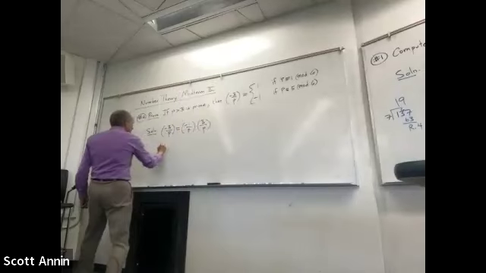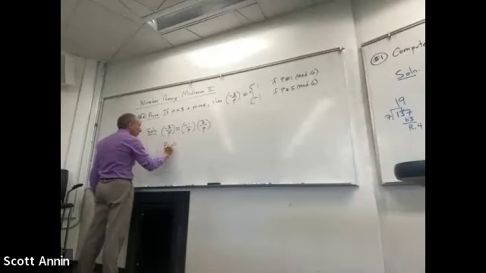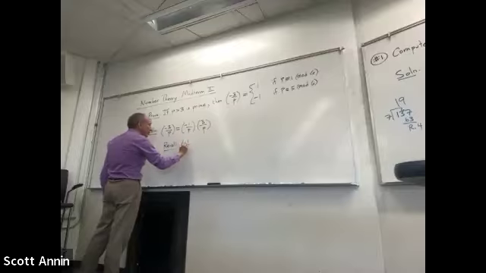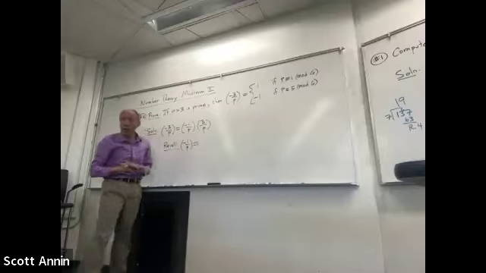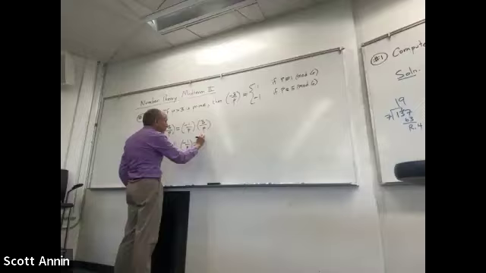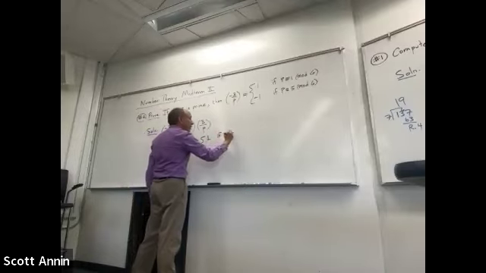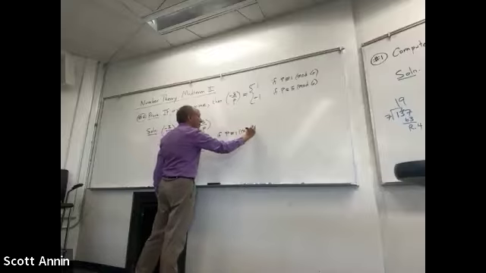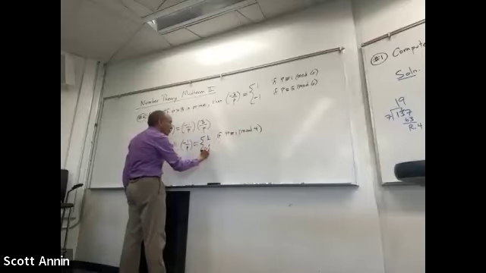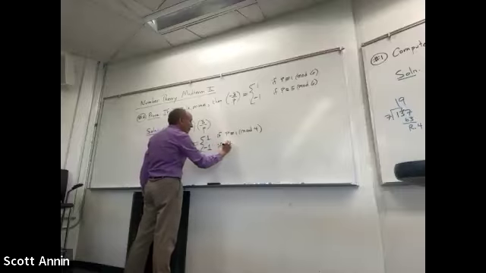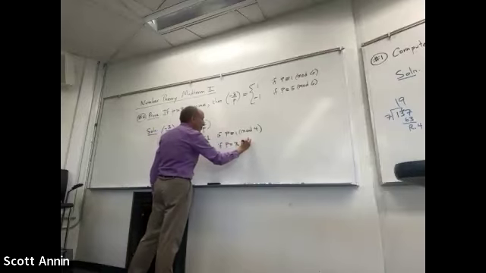So let me just recall that the Legendre symbol, this is one that you guys would want to know. The Legendre symbol of -1 with respect to P is 1 if P is congruent to 1 mod 4, and it's -1 if P is congruent to 3 mod 4.